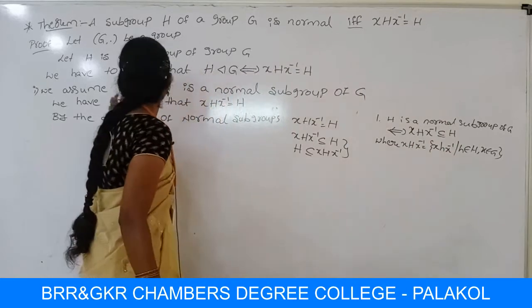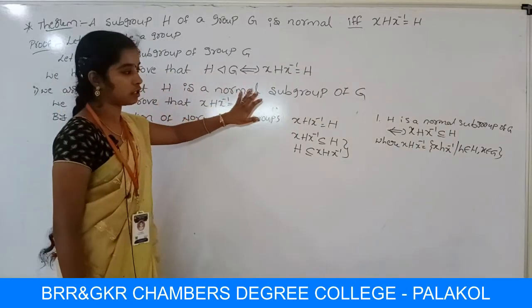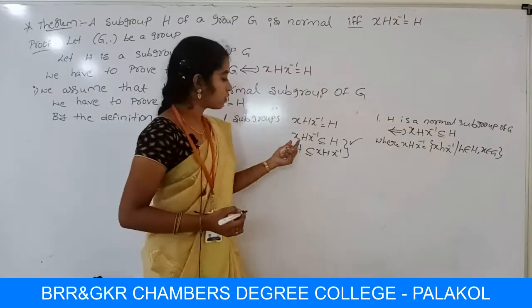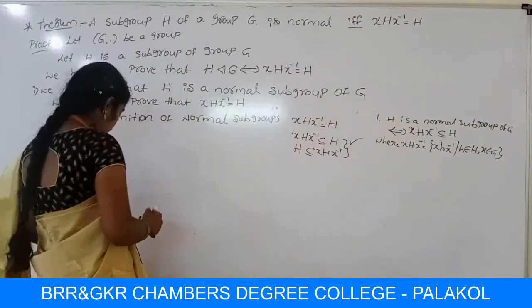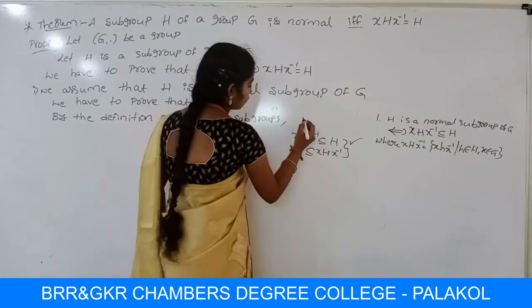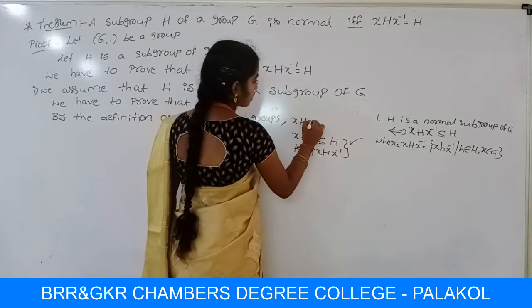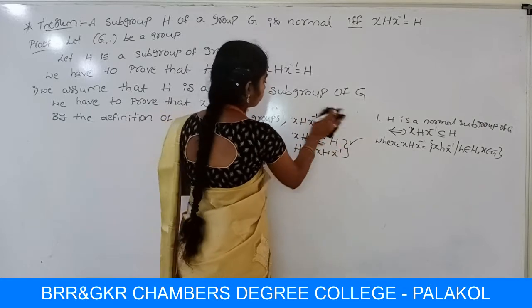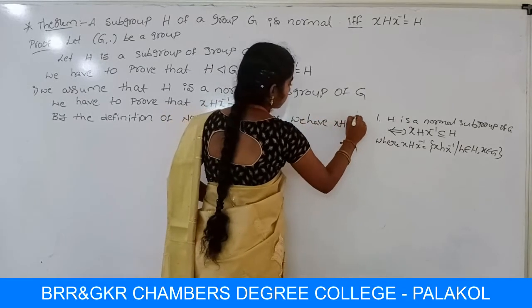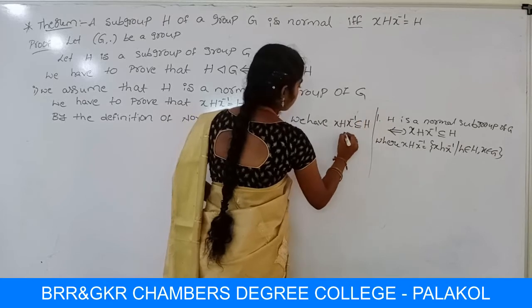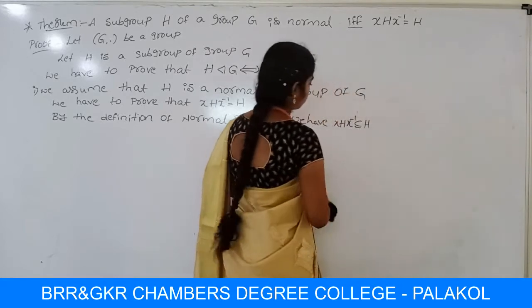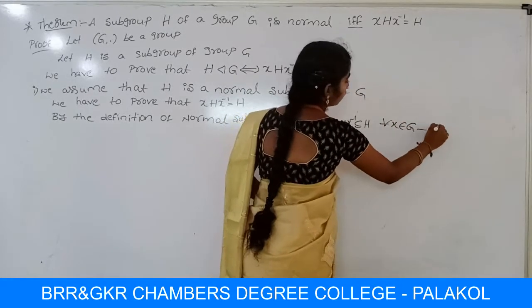Already you know that we assume H is a normal subgroup of Z. So it can be written as X H X inverse contains H for the first part. Second, by the definition of normal subgroups, we have X H X inverse contains H for all X belongs to Z. So this is the first one.